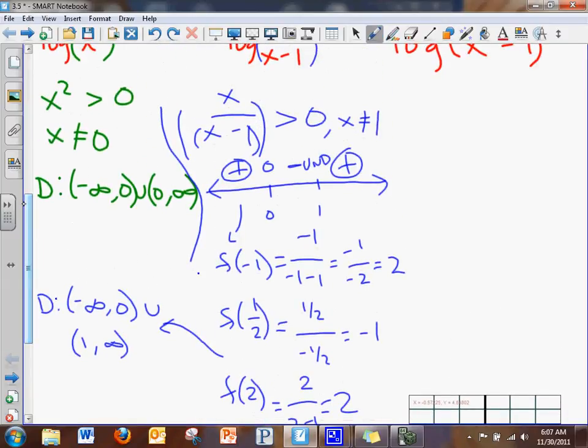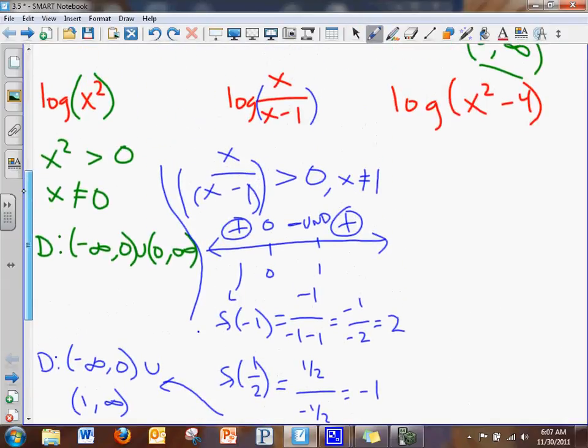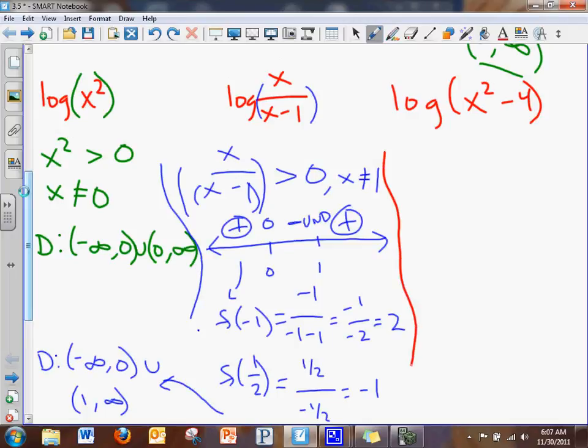All right, last one. Finally, let's go for the last one. This one's a little more straightforward. I'm going to use a sign chart again for this one. And again, I want to know when the inside of the log is greater than 0. Let's investigate this. I'm going to do a sign chart again. -2 and 2, because those are the two numbers that I know in my head make x squared minus 4 equal to 0. So at these two spots, it's equal to 0.